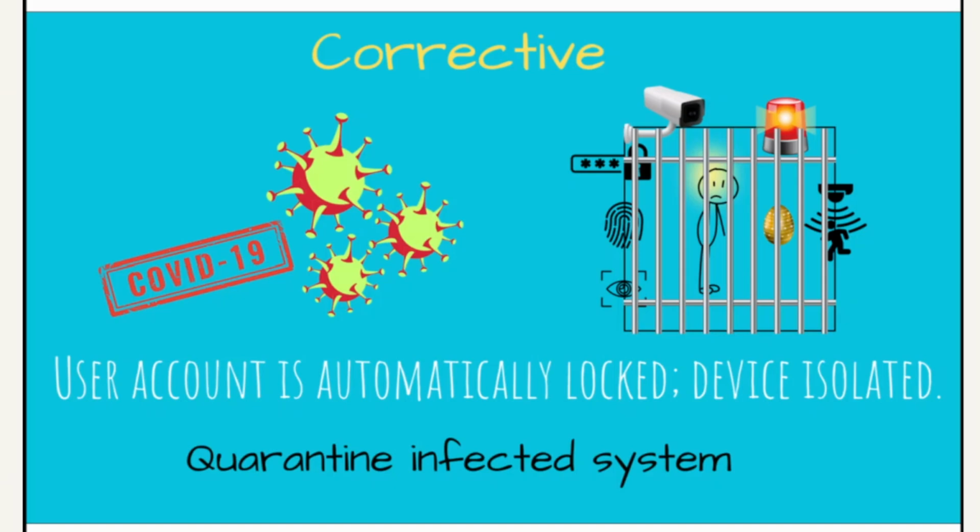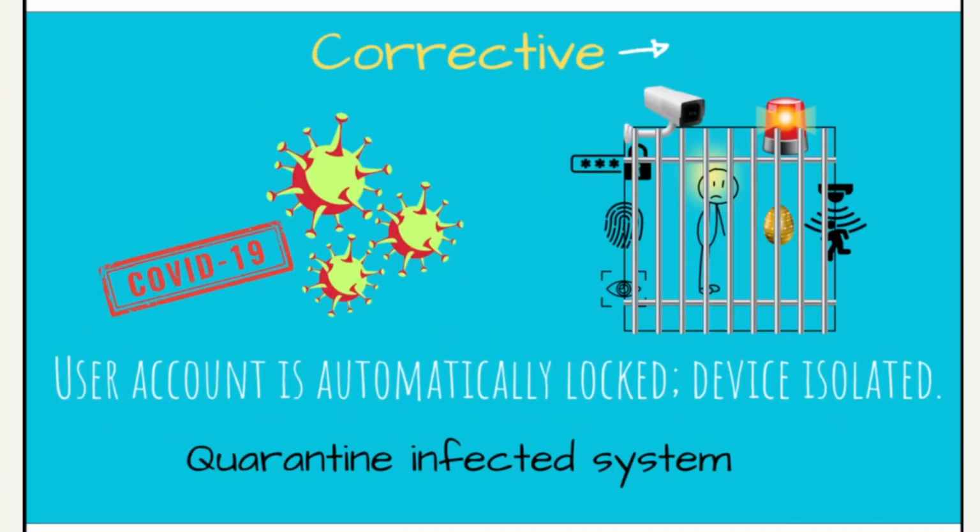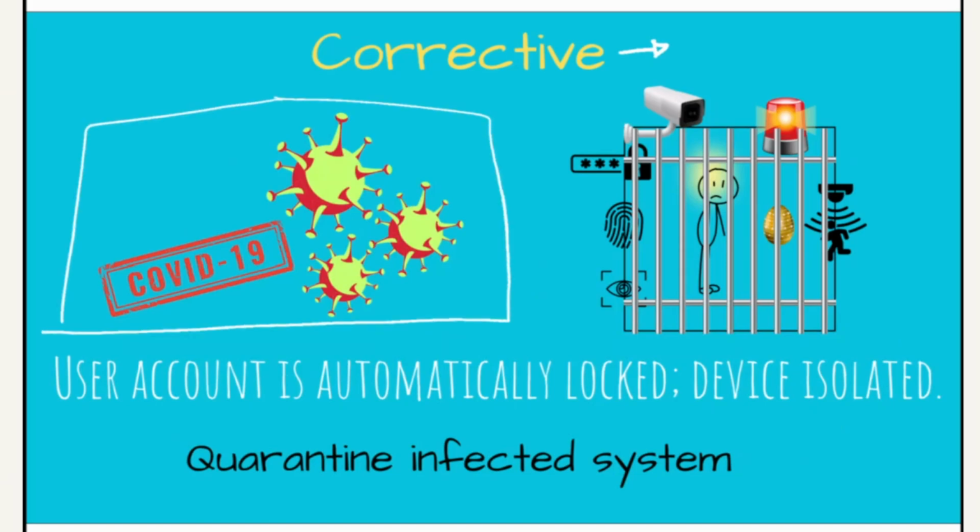So we will understand corrective and recovery side by side, because corrective is all about how you're going to isolate the damaged portion, while recovery is about, once you have isolated the damaged portion, how you're going to bring your business back in action. So let's start with corrective. Think about our COVID time. When people were infected with the virus, they were quarantined for a specific amount of time in a specific place. So that isolation was important because it does not spread beyond the boundary.